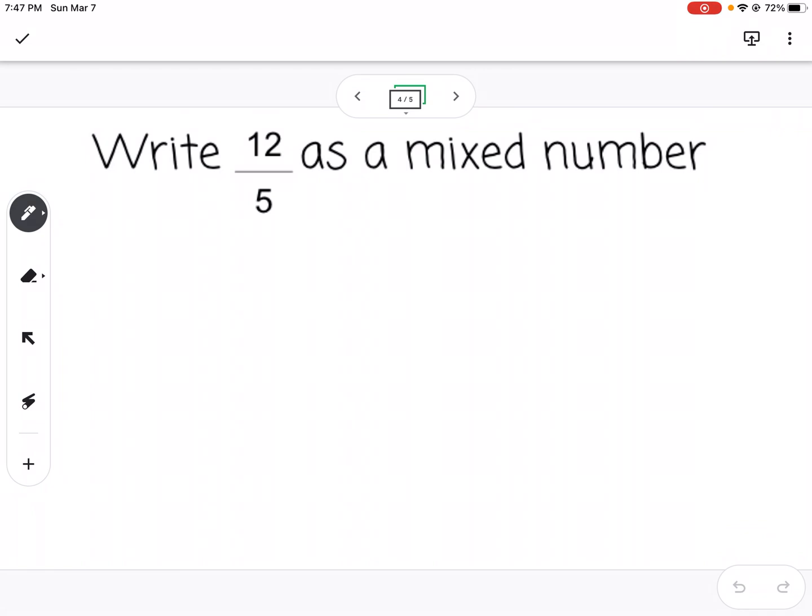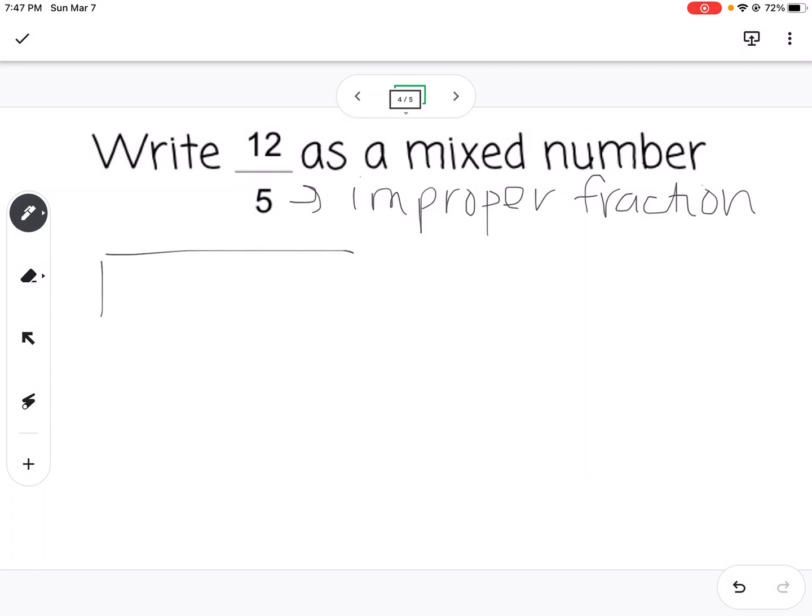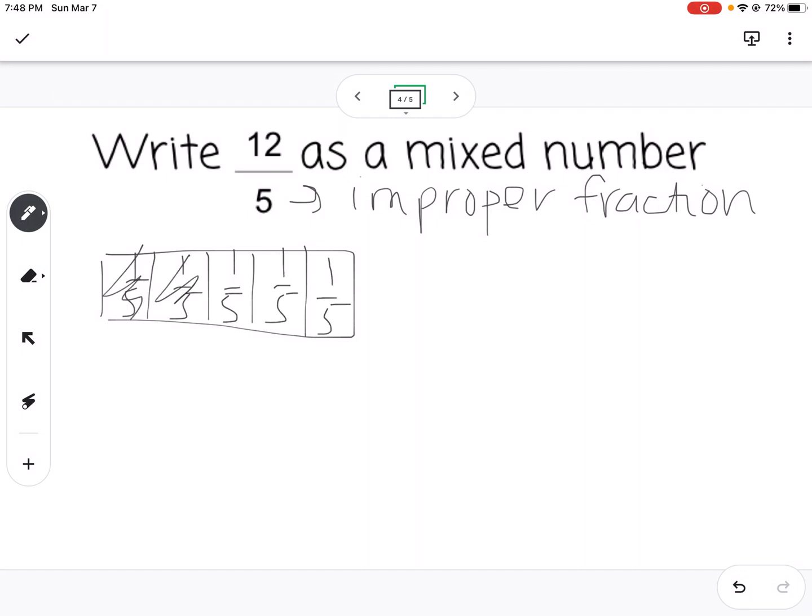So again, this is the improper fraction where the numerator is bigger than the denominator. So this is the improper fraction. And the way to figure out the mixed number, so we can see the wholes and the parts, is to draw it out. So to draw fifths, 1, 2, 3, 4, 1/5, 1/5, 1/5, 1/5, 1/5, and I'm shading 5 of those in because I need to get 12 copies.